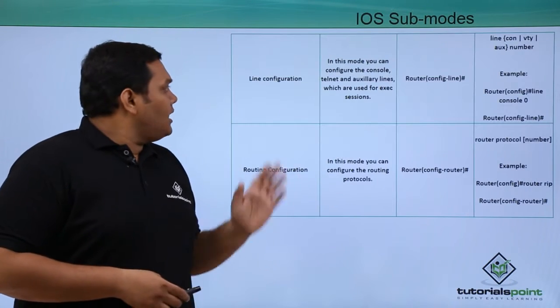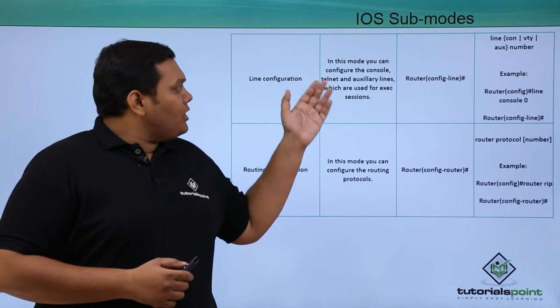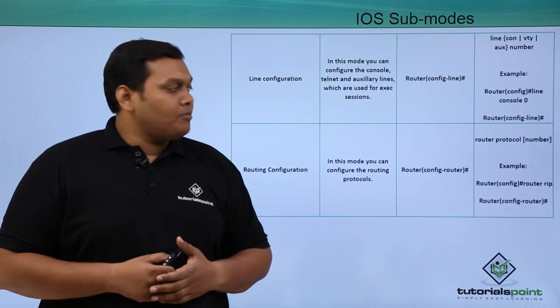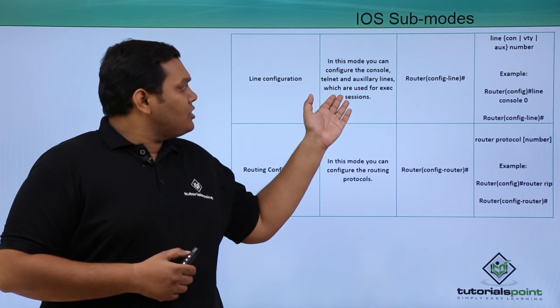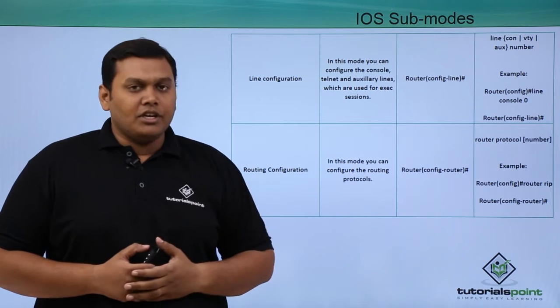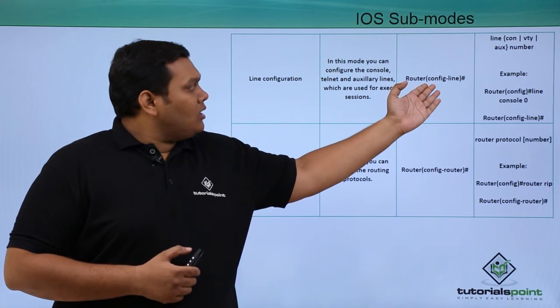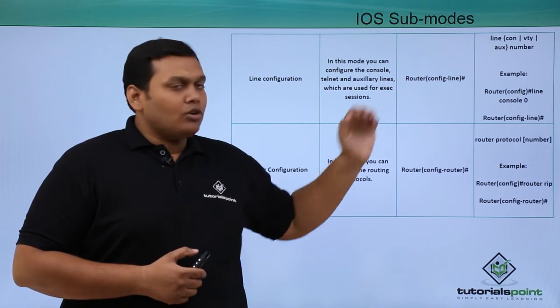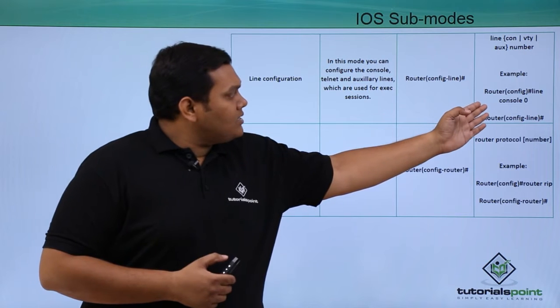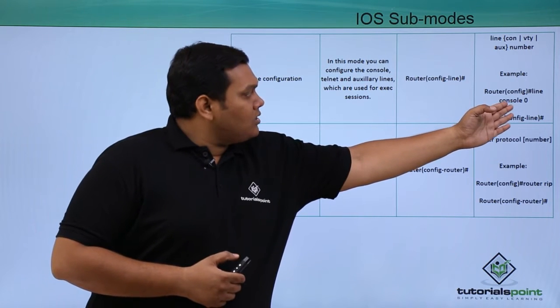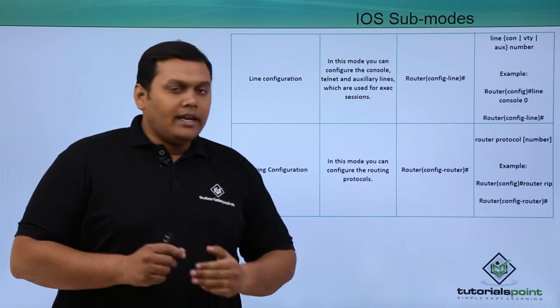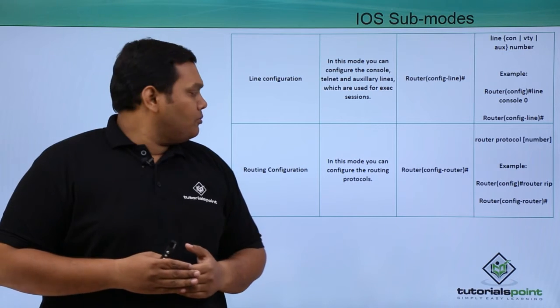Coming to the line configuration. In this mode, you can configure the console and auxiliary ports, and it is also used in the executive sessions. This is the submode prompt: router(config-line) under the global configuration mode. For example, you can see router(config)# line console 0, it will enter into the line console 0 configuration mode.